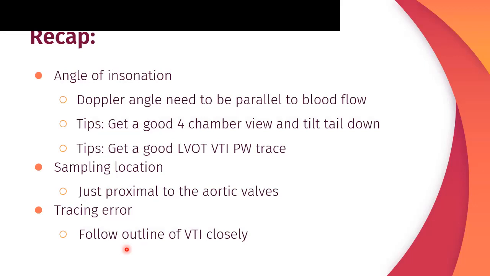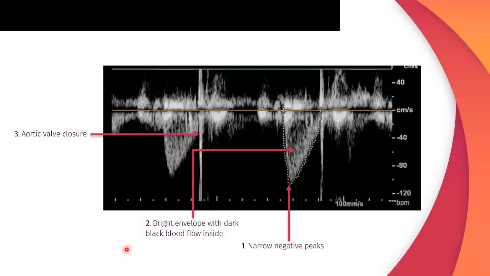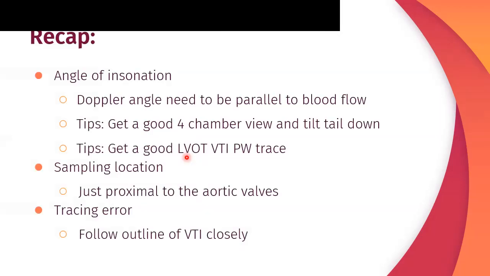Then you need to make sure that your tracing is a good trace of the VTI. As we mentioned, a good trace is, number 1, narrow negative flow peaks, the one you're tracing. Number 2, a bright envelope with dark blood flow inside. And number 3, that you can see the aortic closure there, right? And then to recap, we need to make sure our sampling location is just proximal to the aortic valves, about 1 to 2 millimeters. And also make sure that we trace properly and we trace the right thing.